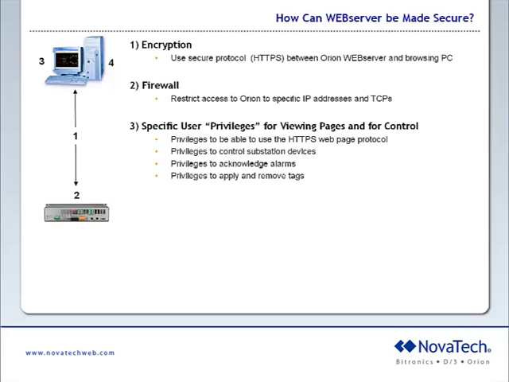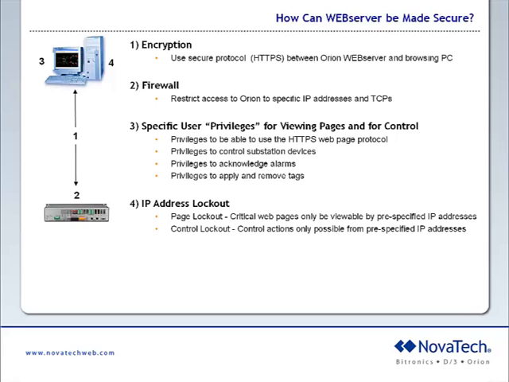You also can set up privileges to control devices. You can restrict control, just like you can restrict the acknowledgement of alarms and the application and removal of tags. That adds a lot of security when you know that only a designated group of people that you trust are able to do the things that are critical. IP address lockout: you can make it so that certain pages are only viewable by pre-specified IP addresses. And as a further check, you can make it so that control actions are only possible from pre-specified IP addresses.